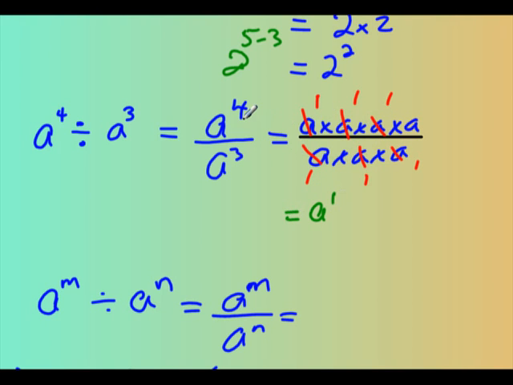The question is, what could we have done with 4 and 3 to get 1? Well, if you said subtract, then you're correct. 4 minus 3 will give us 1. So it actually works. So we can do it the long way or the short way.